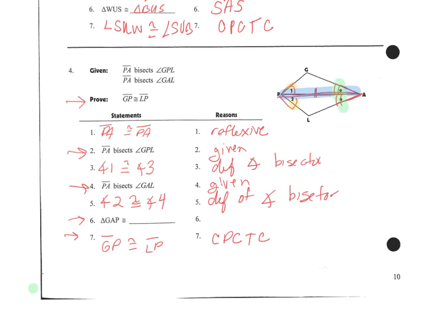And so we are able to say that triangle GAP is congruent to triangle LAP, and that is angle, side, angle. And now we're able to look and say that segment GP is congruent to segment LP, and that would be corresponding parts of congruent triangles are congruent.